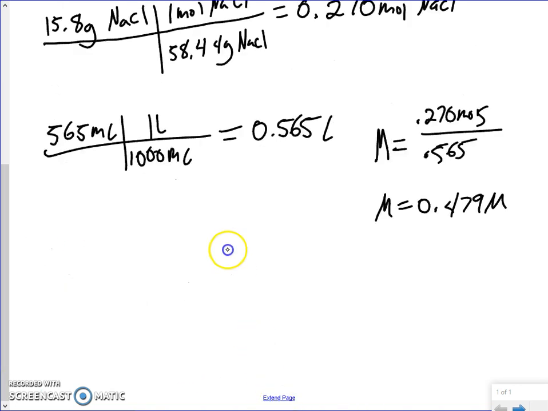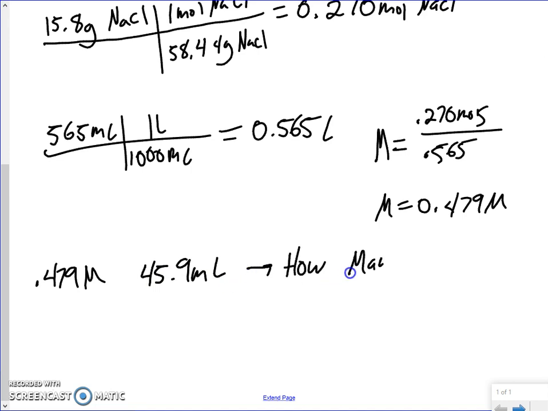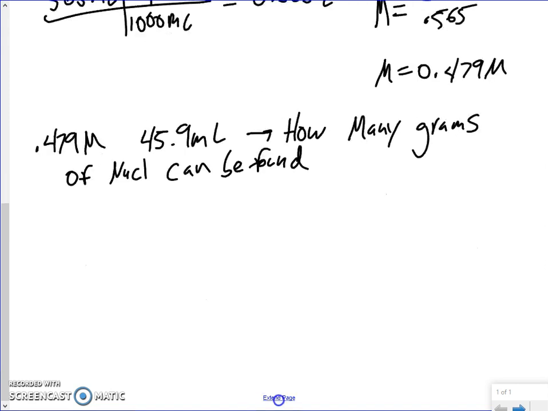Not too shabby. Okay, let's look at another way to do molarity. Let's say the same problem. So I'm going to take the 0.479 molar solution, and we have 565 milliliters of it. And let's say of that 565, I'm going to pull out 45.9 milliliters of it. Okay, I want to know how many grams, so this is just another molarity problem that you could see. So this is just kind of a continuation.